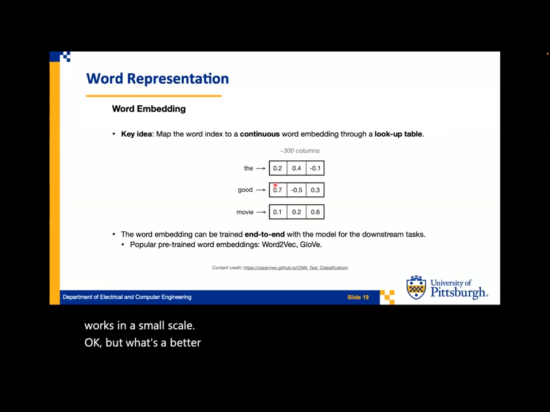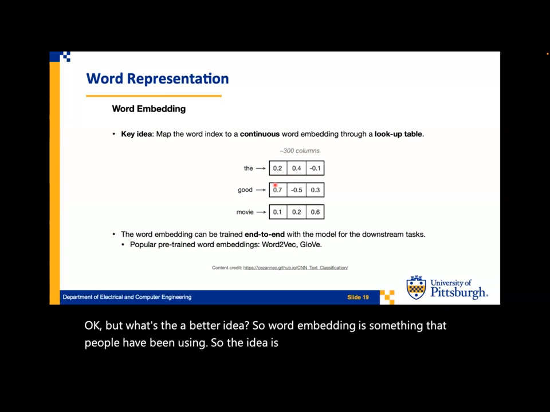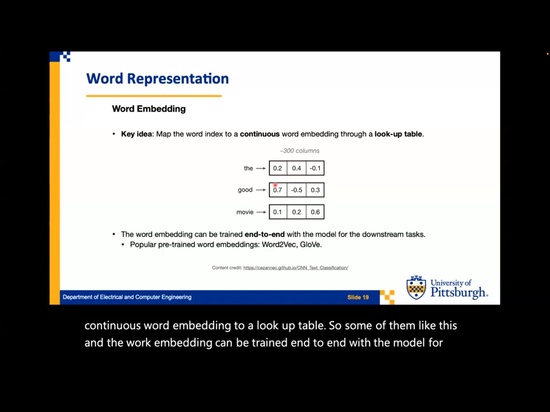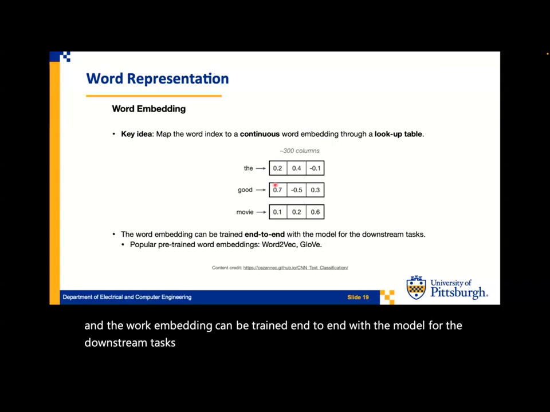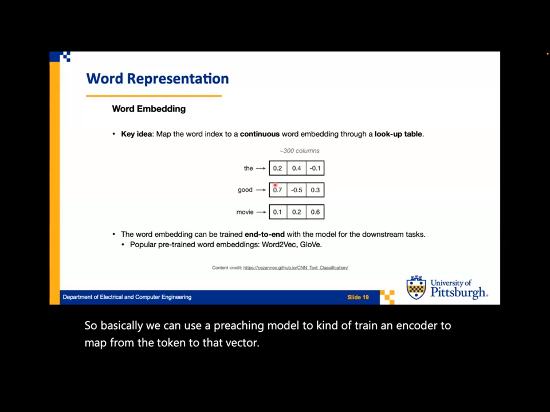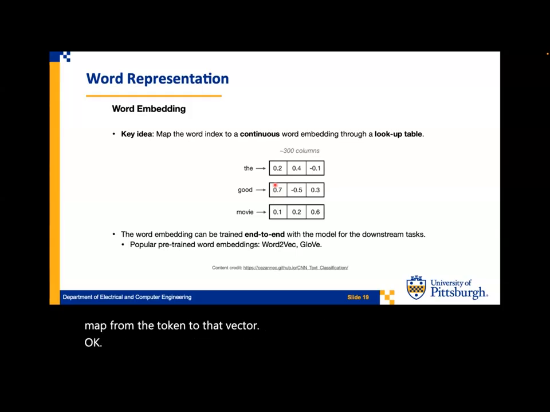So word embedding is something people have been using. The idea is to map the word index to a continuous word embedding through a lookup table. The word embedding can be trained end to end with the model for the downstream tasks. Popular creations of word embedding include Word2Vec and GloVe. Basically we can use a pre-trained model to train an encoder to map from the token to that vector. Any questions here?